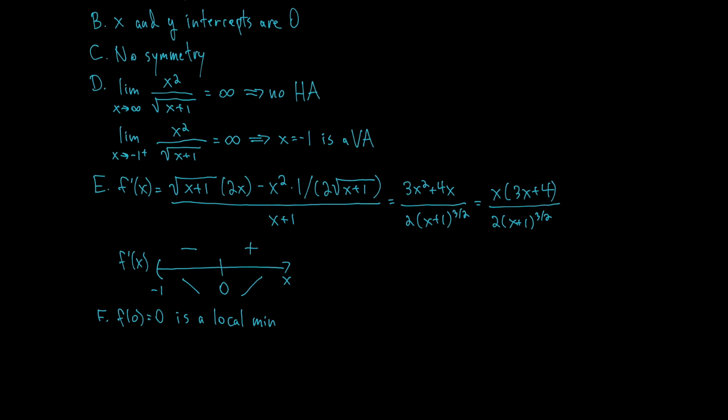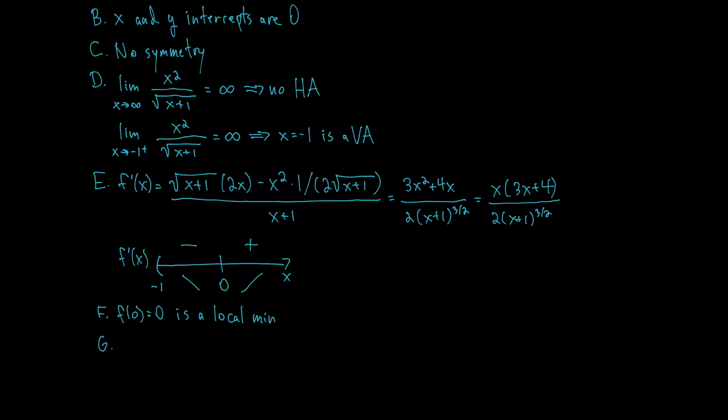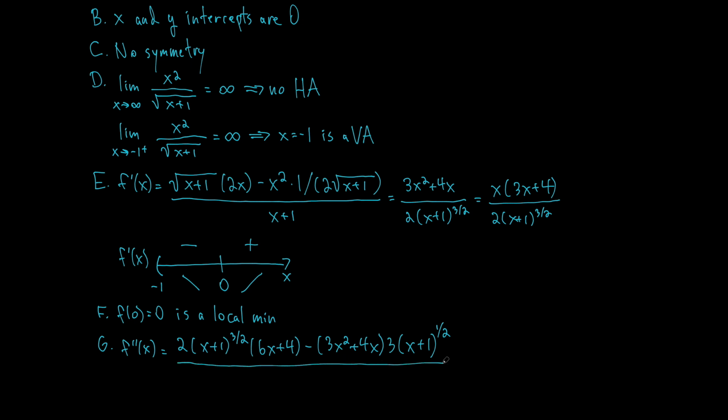Okay, let's look at concavity now. So we'll do our second derivative. So that's another mess. 2 times x plus 1 to the 3 over 2 times 6x plus 4 minus 3x squared plus 4x times 3 times x plus 1 to the 1/2, all over 4 times x plus 1 cubed. Gotta love that quotient rule. So that simplifies to 3x squared plus 8x plus 8 over 4 times x plus 1 to the 5 over 2.